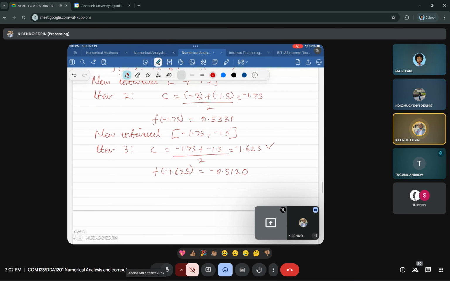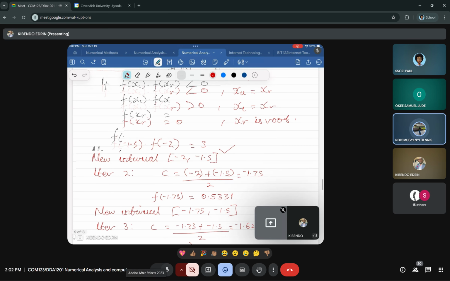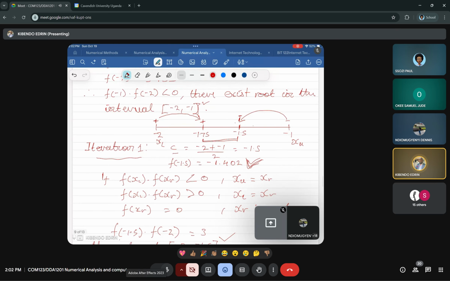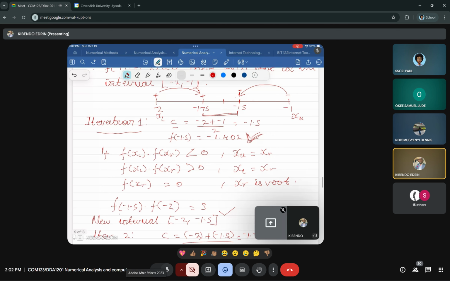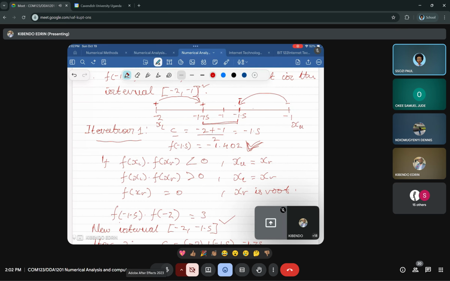It's a negative. Yeah, I'm saying it's a negative. That means we are now going to get rid of this negative 1.5. So the answer is going to move somewhere here. This becomes negative 1.625. Since this is a negative, right, we are now going to move over to Edwin.